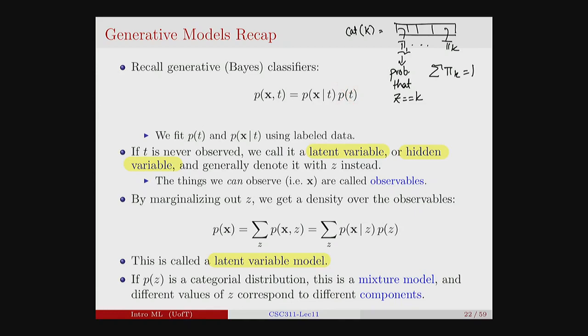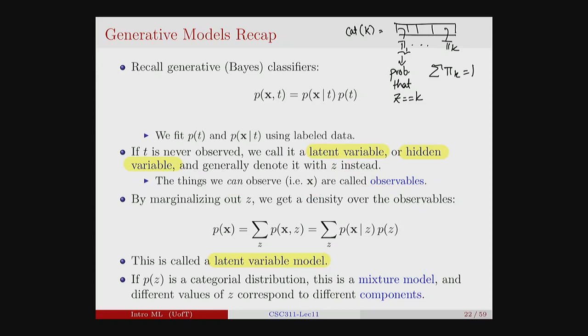So if t is never observed, we're going to call it a latent or hidden variable, and we're going to denote it with z instead. The things that we can never observe are going to be denoted z, and the things that we do observe, x, are going to be called the observables.